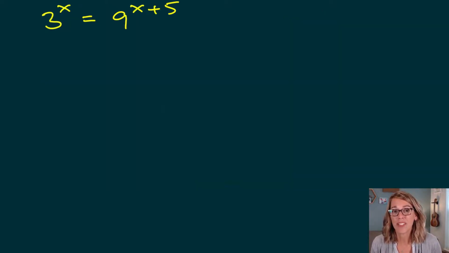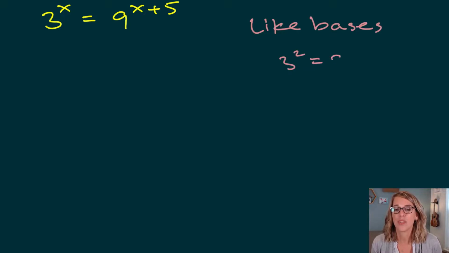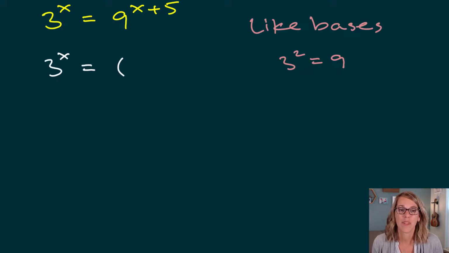We do have two different bases here, but we can use a technique called getting like bases. You'll notice that 3 squared is equal to 9, so I can rewrite the second exponential expression using a base 3 instead. Here's what it looks like. So I'm going to go ahead and just leave the 3 to the x, but I can write 9 as 3 squared, and then I get an x plus 5.